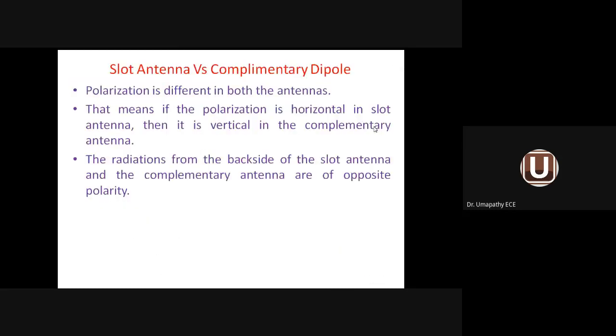We have also seen the comparison between slot antenna and the complementary dipole antenna. Polarization seems to be different. In one case it is horizontal, another case it is vertical, and the radiation from the backside of the slot antenna and the complementary antenna are of opposite polarity. When you determine backside radiation, suppose you have a radiator, the radiation will always be traveling in the forward direction, but on the backside of the antenna, some sort of radiation will be there, which is available in the form of minor lobe, back lobe, or side lobe. Those radiations of this slot antenna and the complementary antenna are of opposite polarity to each other. So these are the topics we have seen in yesterday's lecture.